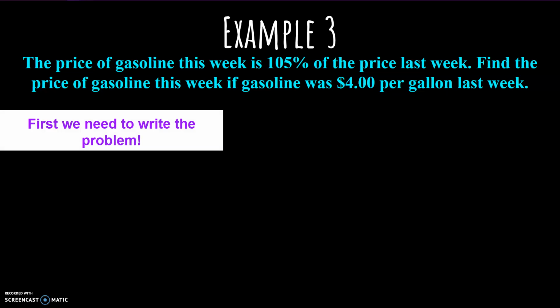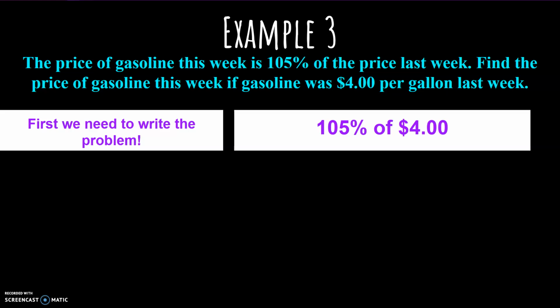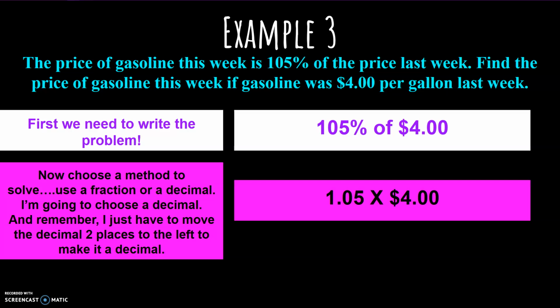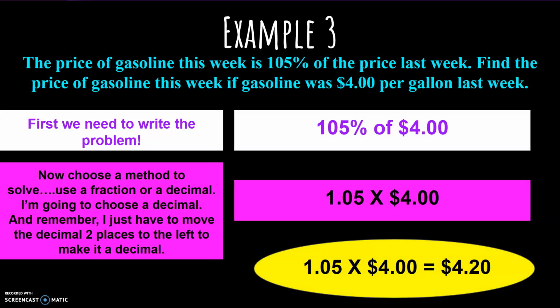So write the problem out. What are we multiplying here? 105% of $4. Let's choose a method, fraction or decimal. It looks like we're going to use decimals. So move the decimal place over, and that is 1.05 instead of 105 times 4. 1.05 times 4 is $4.20. It's $4.20. So our product is larger than the number we started with because we multiplied it by more than 100%. We're giving more than 100%.